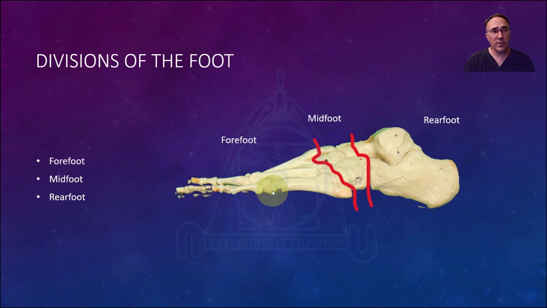Foot's divided into 3 sections. We have a forefoot section, which contains the metatarsals and the phalanges. You also have the midfoot section, which contains all the cuneiforms and the cuboid and the navicular. So those bones are in the midfoot. And then finally the rear foot section, which is the talus and the calcaneus back here in the posterior.